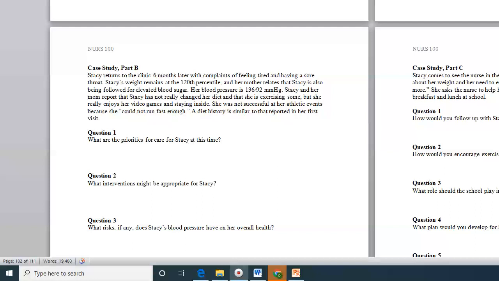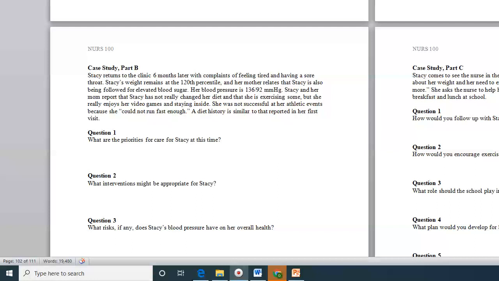I think the first thing we need to do is get her to change some of the foods that she's eating. Let's help plan a dietary menu that Stacy likes and that she's going to follow, and that also has some of the nutrients that this child needs, with a reduction of calories. And we've got to get her to exercise, even if it means just walking up to the corner and back. So what interventions might be appropriate for Stacy?